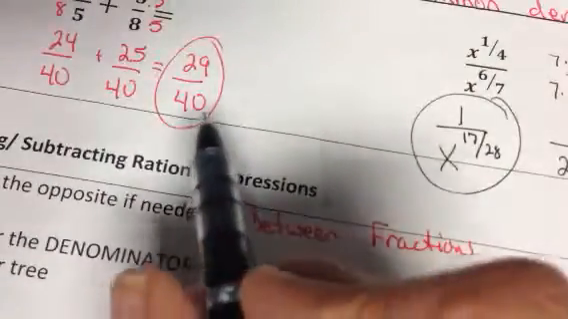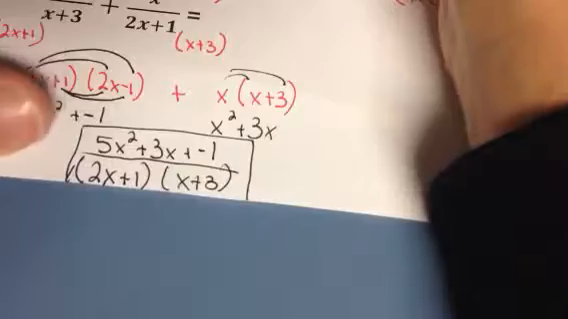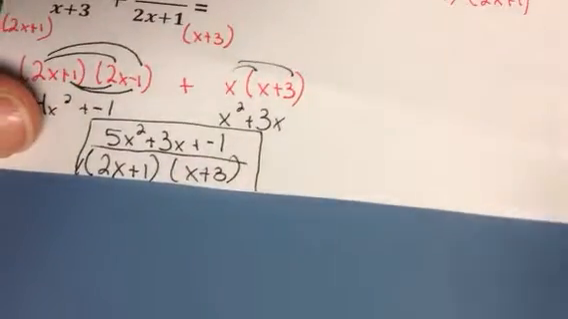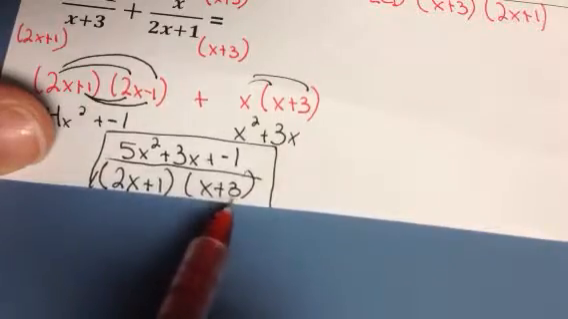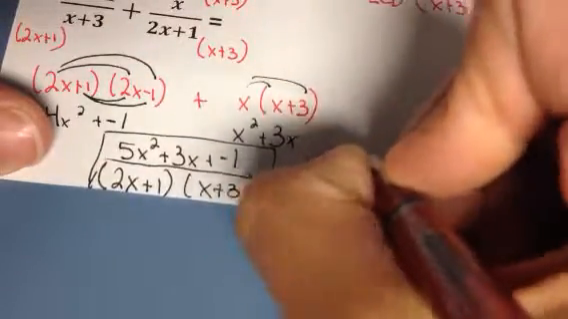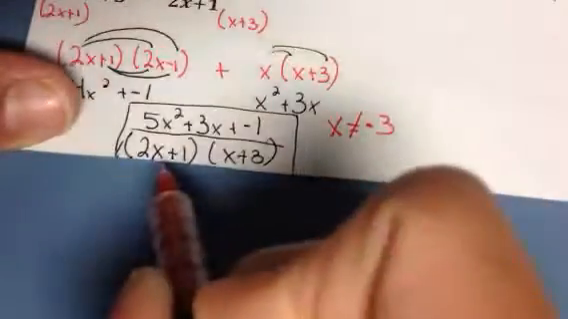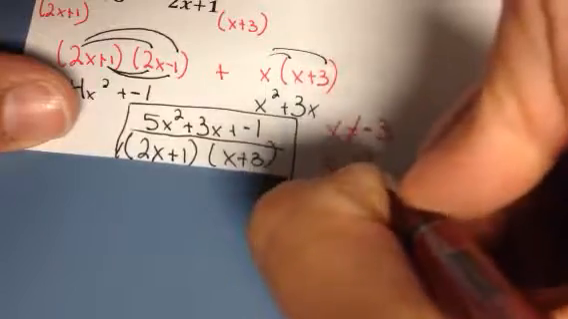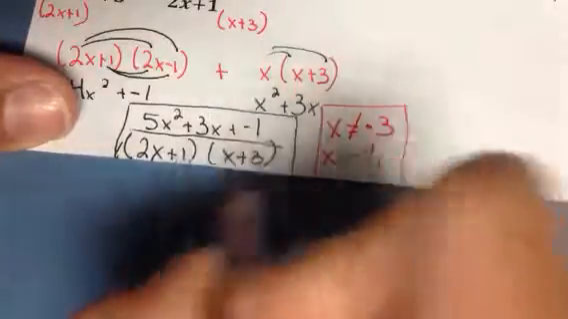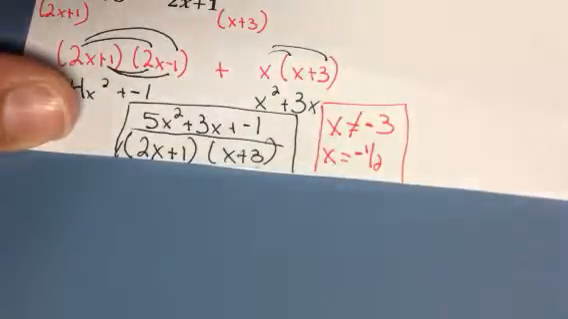Just like we got 29/40 here, this is our version of 29/40. And then don't forget that domain, or those excluded values, what would not work? So that's supposed to be a 3. It doesn't look very good. But I would never pick negative 3 for that fraction. That's going to make my denominator equal 0. And then 2x plus 1, negative 1/2 would make that 0. So here's my answer, and here's my domain, or my excluded values.